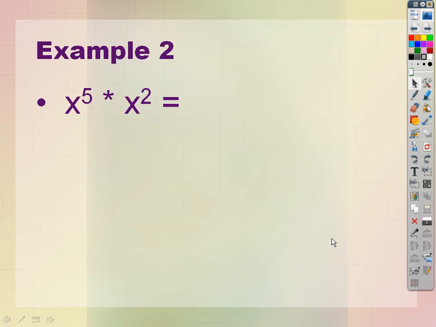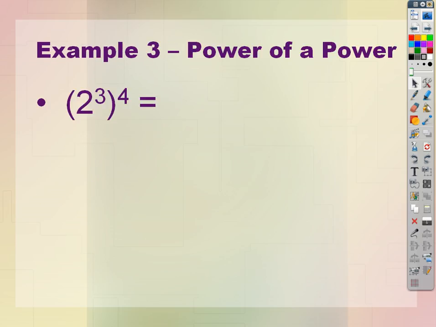Good. Multiply like bases, add the exponents, x to the 7th. Variables are easier than numbers, aren't they? I mean, that's it. You're done. It didn't used to be that way, but now in algebra, we're tipping over to a point where we actually like variables better than numbers. They're cleaner.